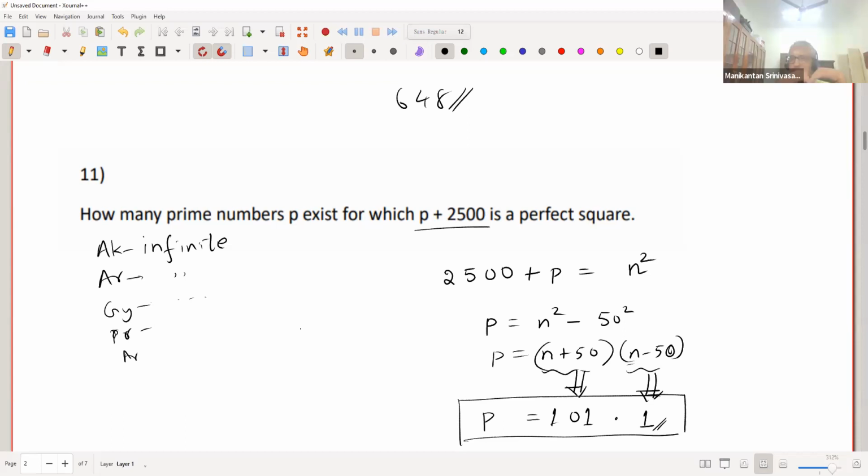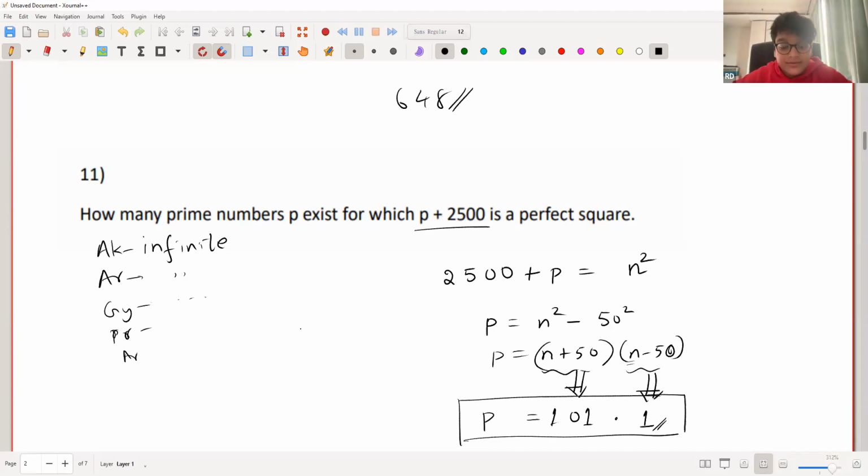Okay. Who wants to try? Adi, you want to try explaining this to class? I'll try. Okay, go ahead, please. So we're going to take 2500 to the other side. So it's P equal to n squared minus 2500. Then we can write 2500 as 50 squared, because then we get the formula a squared minus b squared. So a squared minus b squared is equal to a plus b into a minus b, and then we just solve it.